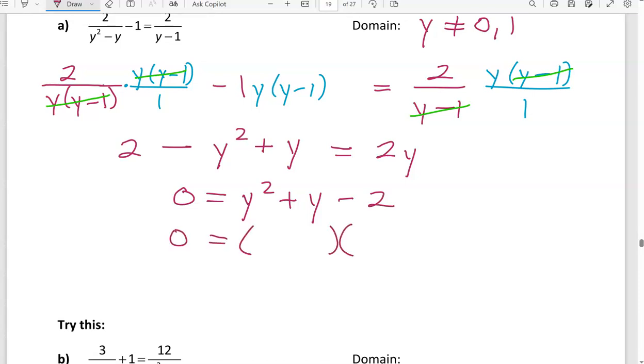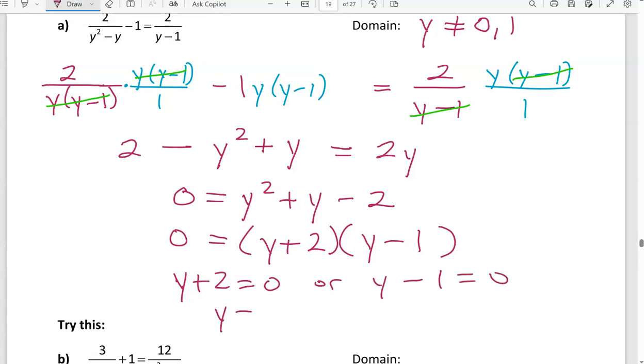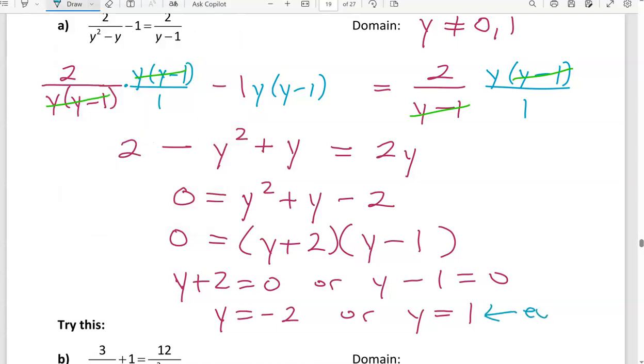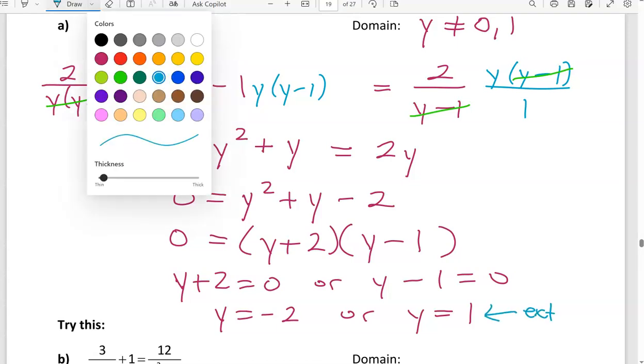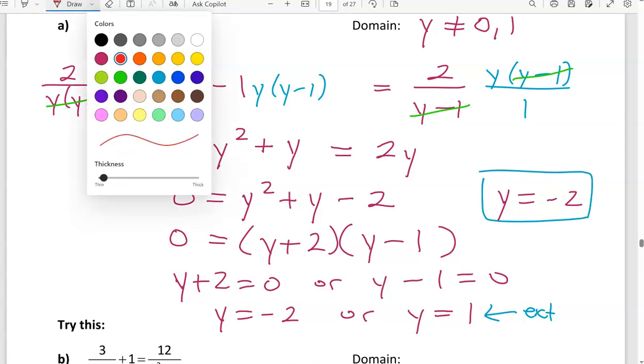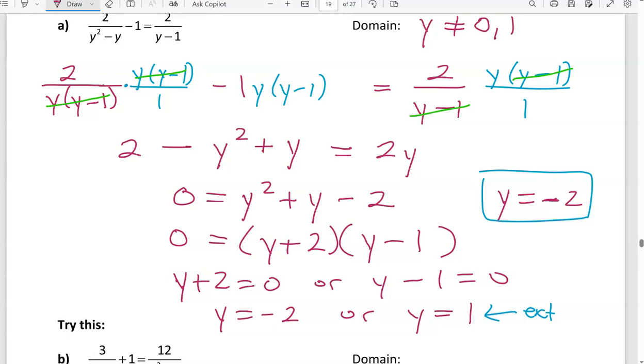From here we can factor y squared plus y minus 2 into y plus 2 times y minus 1, and that gives us y plus 2 is equal to 0 or y minus 1 is equal to 0, and solutions of negative 2 or 1. However, 1 conflicts with the domain, so that is an extraneous solution. So that means that just y is equal to negative 2 is my final solution. And I'm going to box that so there's no doubt about what I meant for my answer. I'm also going to make sure that that negative there is very deliberate.